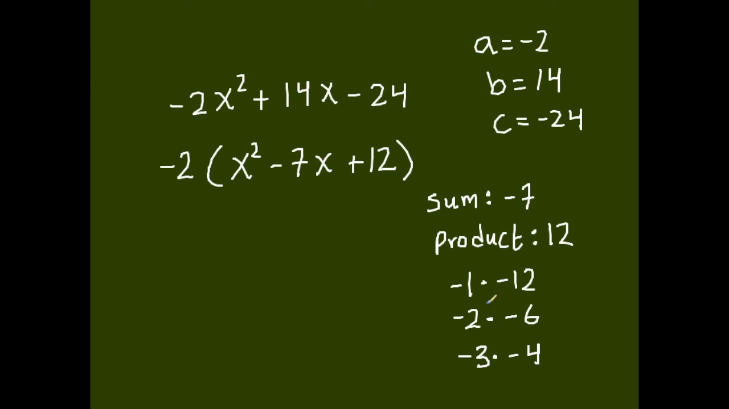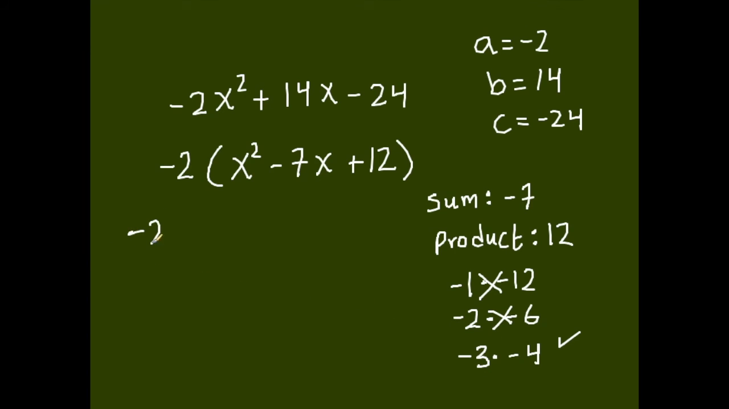Right? So which set here adds up to negative 7? Well, negative 1 and negative 12 add up to negative 13, so that's not good. Negative 2 and negative 6 add up to negative 8, very close, but not quite. Finally, negative 3 and negative 4, that's perfect. Those are the 2 numbers we're looking for.